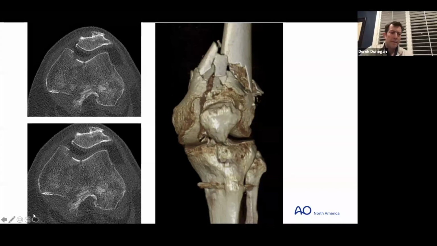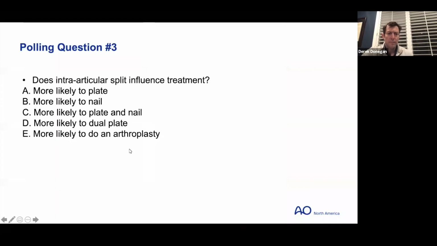Yeah, I think that ties in really nicely to our next polling question. So let's launch that, and then we can further the discussion a little bit. So does this intra-articular split and this kind of fracture pattern influence your treatment at all? So because of that, more likely to plate, more likely to nail, more likely to do some kind of combination fixation, or more likely to do an arthroplasty? The person is in late 70s, early 80s.